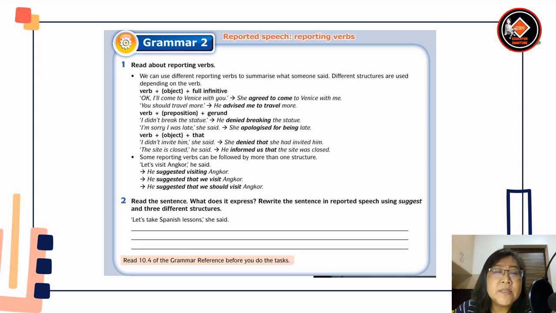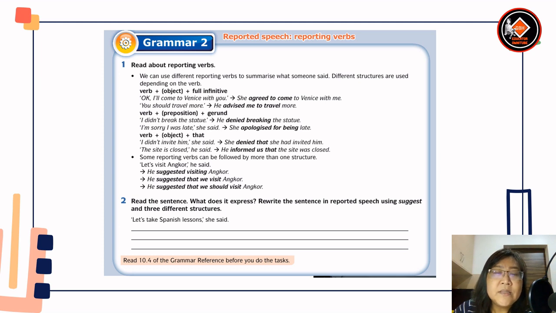"The site is closed," he said. He informed us. So inform is the verb. Object is us, that the site was closed. Some reporting verbs can be followed by more than one structure. "Let's visit Angkor," he said. He suggested visiting Angkor. He suggested that we visit Angkor. He suggested that we should visit Angkor. So here remember, there is more than one way to write a reported speech.